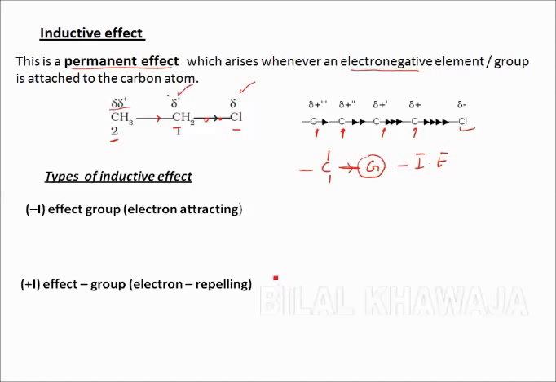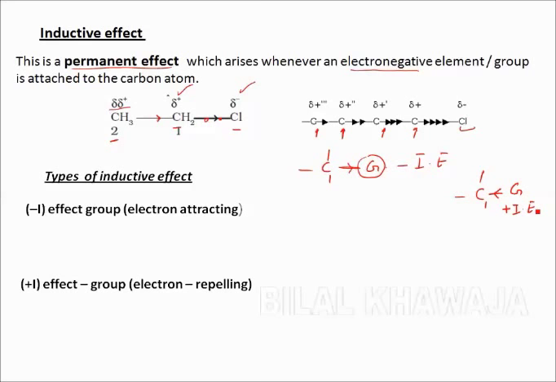A group which can attract the electrons, the shared pair of electrons, has a negative inductive effect, right? And some groups, if you attach them to the carbon, can donate electrons rather than taking them away. So this group has a positive inductive effect, a plus I effect.